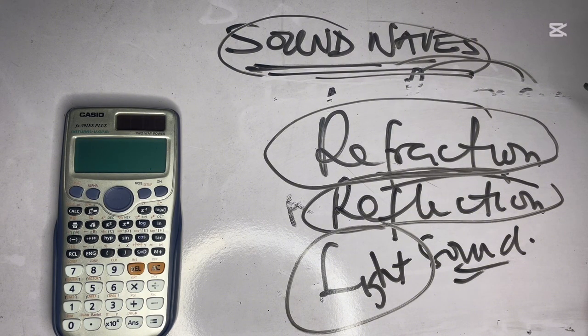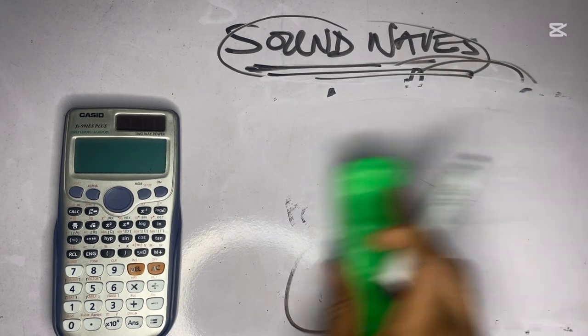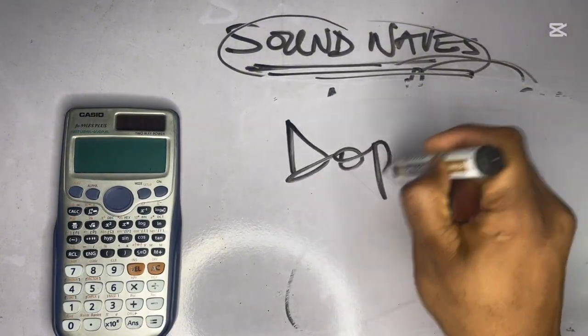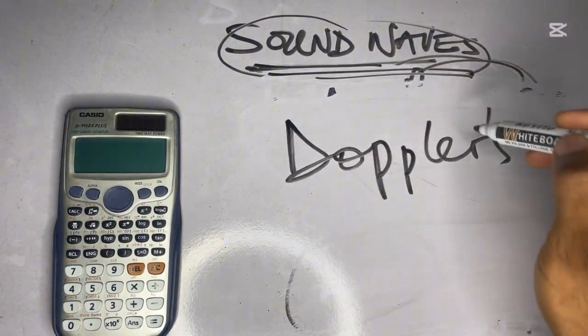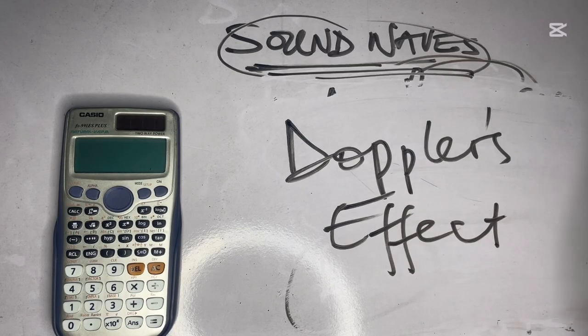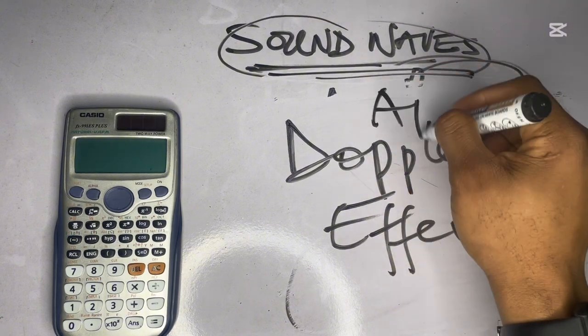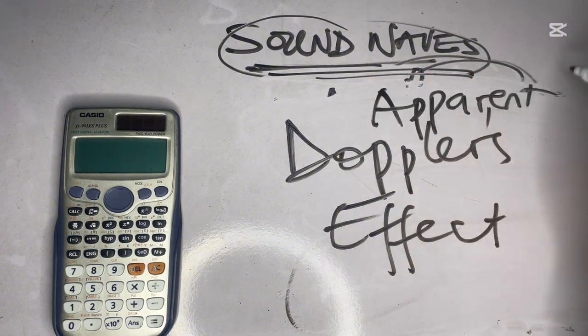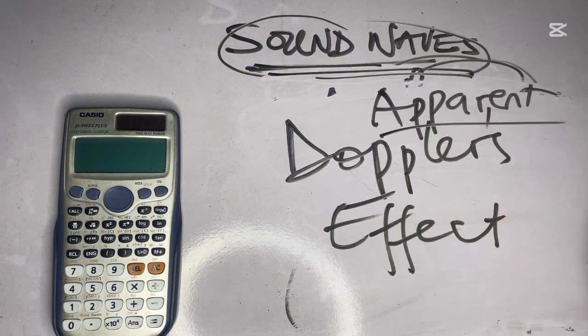All right, so now I want to define a phenomenon for us, which is called the Doppler effect. So what is Doppler's effect? Very simple. Doppler's effect is actually the apparent change. Apparent means obvious.